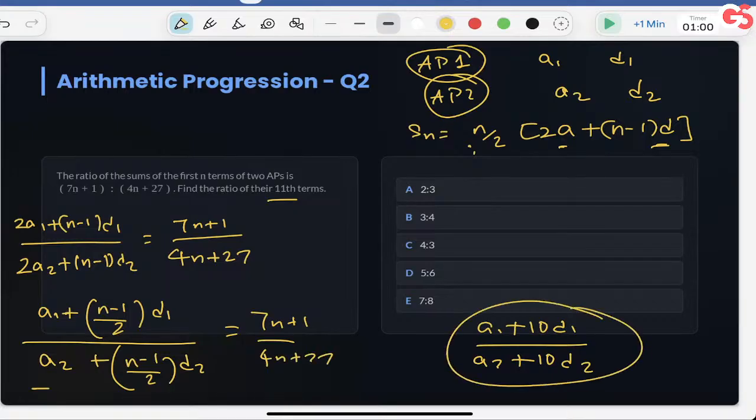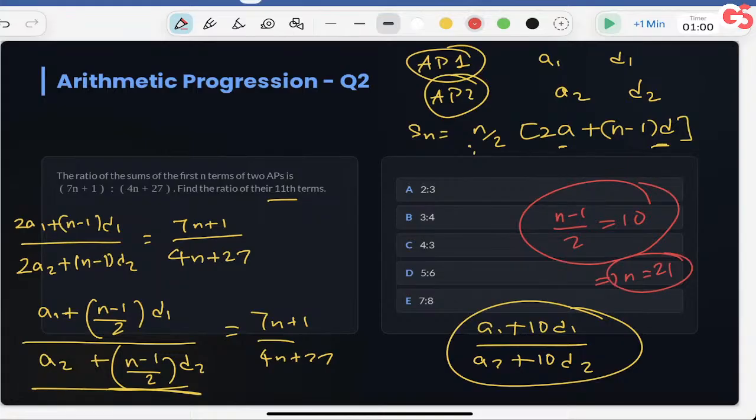I can get this here by replacing (n minus 1)/2 with 10. Is that right? The moment I do it, I'll get my answer. If (n minus 1)/2 is 10, that means n will be equal to 21. Let's put 21 here and get the answer. So 7 into 21, 147 plus 1 is 148. 21 into 4 is 84. So 111 is what we get.